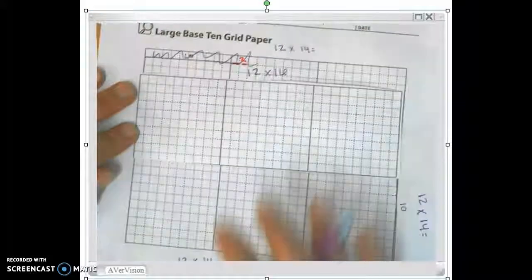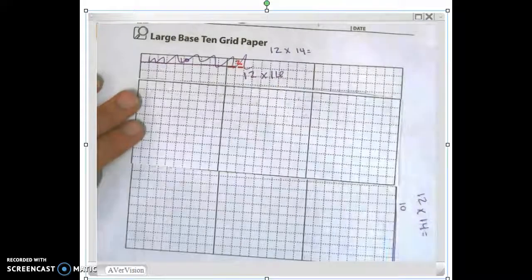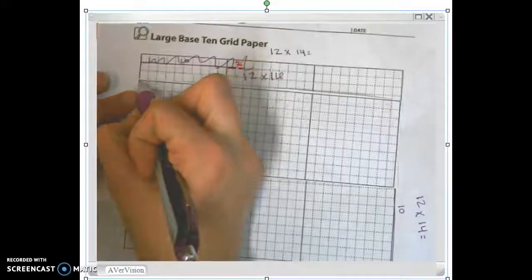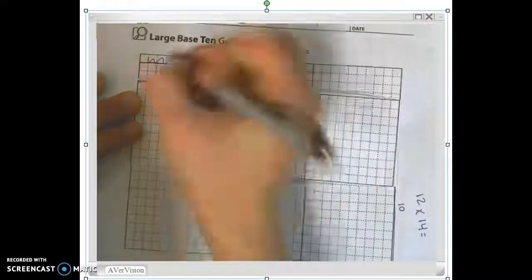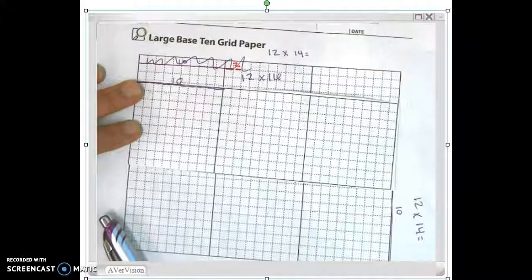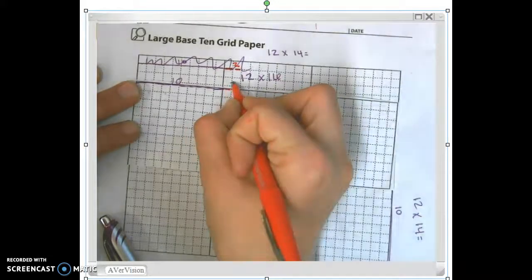And I think one time, right? 10 plus 2 gets us 12. Whenever we have a 10, we're going to draw a really long line to represent a strip. 1, 2, 3, 4, 5, 6, 7, 8, 9, 10. This right here is 10. You said 10 plus 2 gets us 12. Our 2 is going to be short lines.